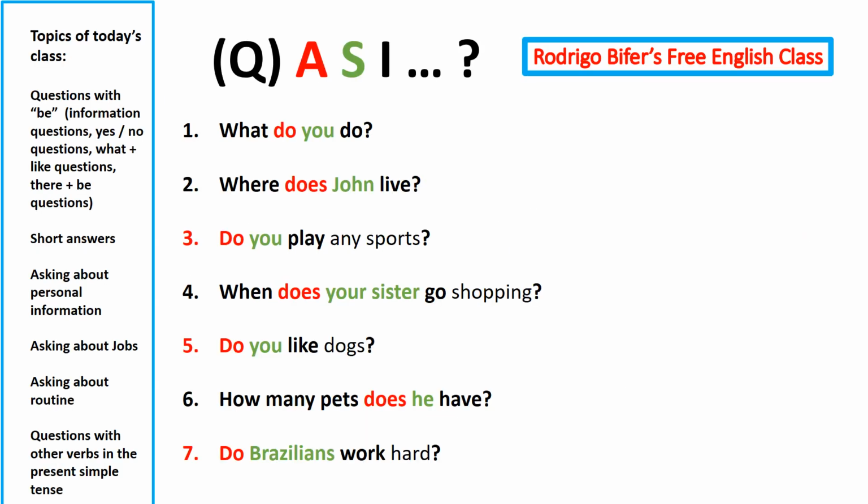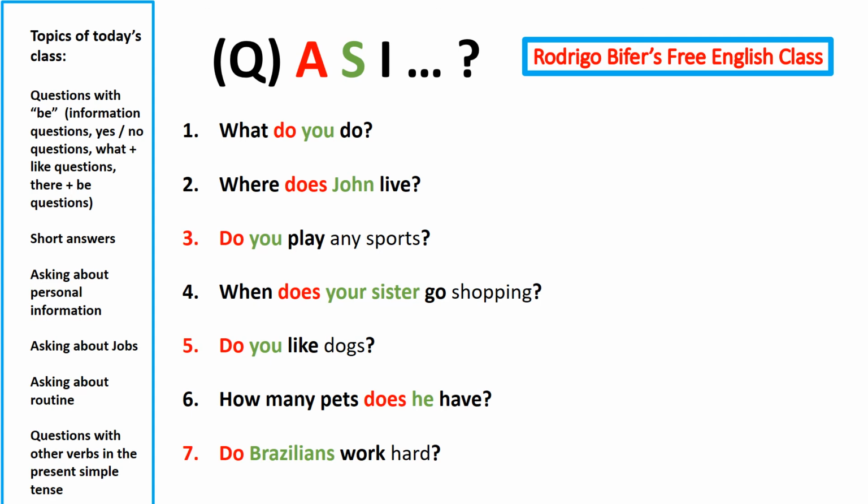Okay, let's take a look at the questions that we have just written in the slide before, the exercise that we did. I don't remember if it was exercise number 3 or number 4. I think it was number 3. Look, what do you do? Question, auxiliary, subject, infinitive. Where does John live? Question, auxiliary, subject, infinitive. The verb live is in the infinitive. The verb do is in the infinitive.